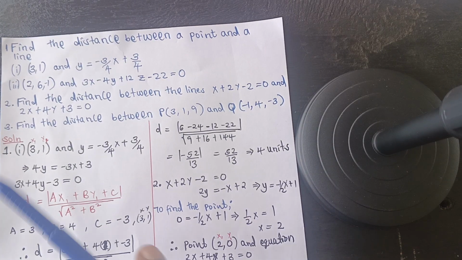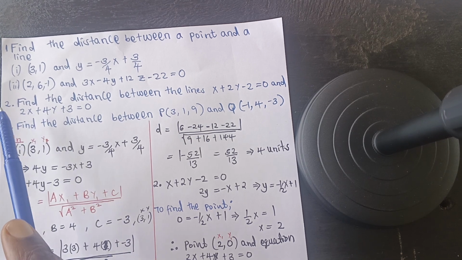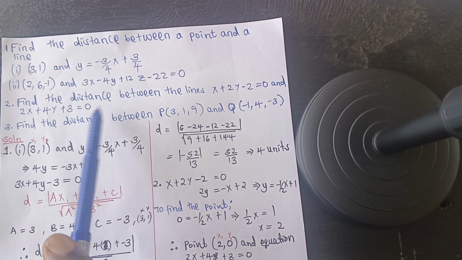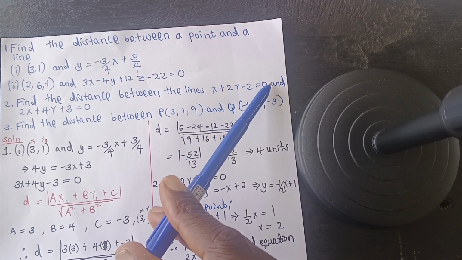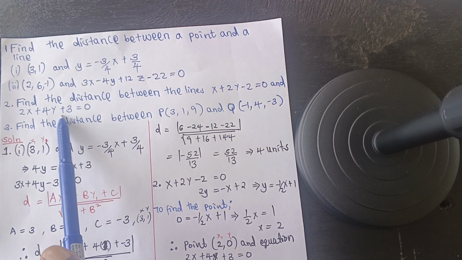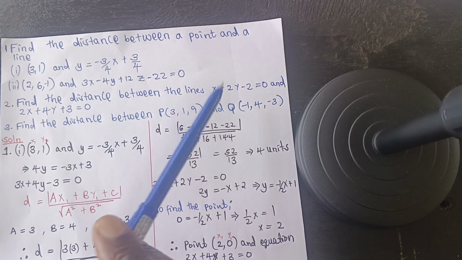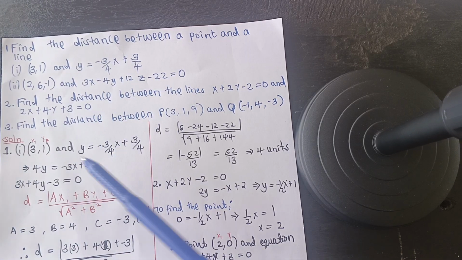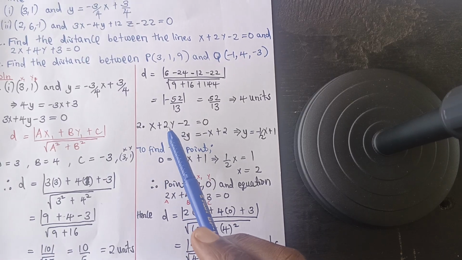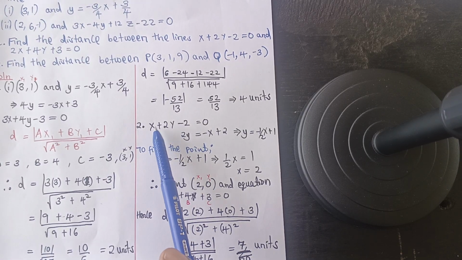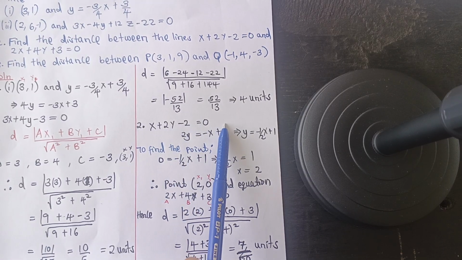Let's look into equation 2. We have to find the distance between the line x plus 2y minus 2 is equal to 0 and 2x plus 4y plus 3 is equal to 0. So we're given the lines and we're asked to find the distance. So let's start by writing x plus 2y minus 2 is equal to 0.